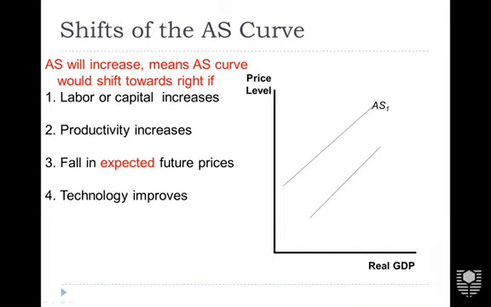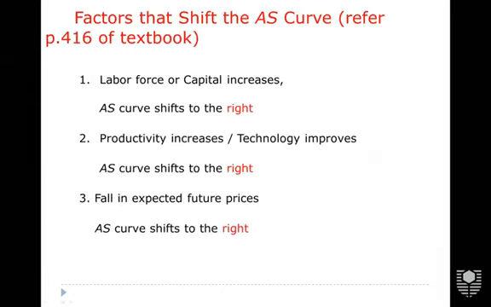Aggregate supply will increase. That means there will be a shift in the aggregate supply towards the right if any or all of these factors happen. If the labor increases or if the capital increases, then there would be more supply in the economy. If the productivity increases, there will be more supply in the economy. If the firms are expecting that in the future the price is going to go down, then they would tend to supply more now. So aggregate supply increases. If the technology improves, the short-run aggregate supply increases.